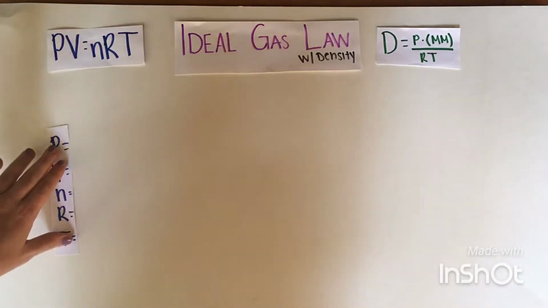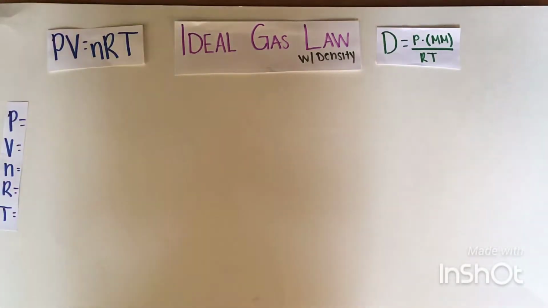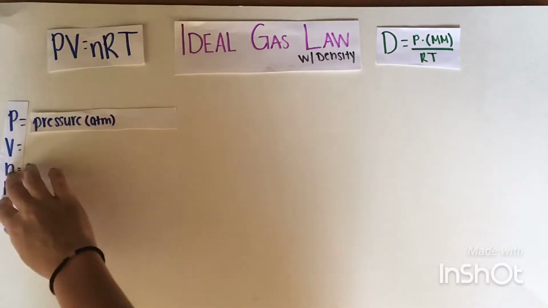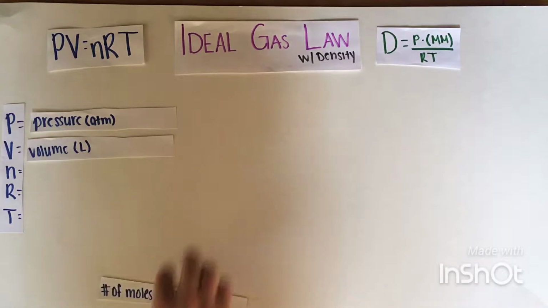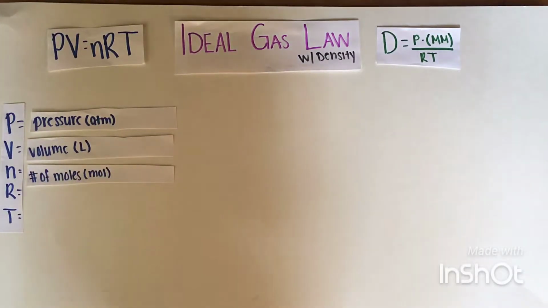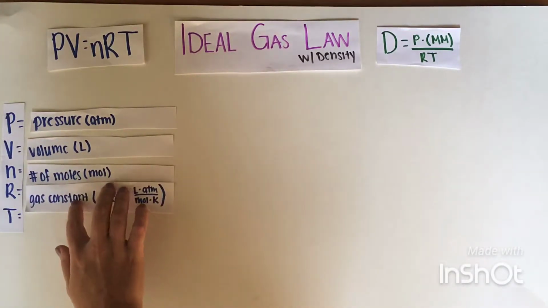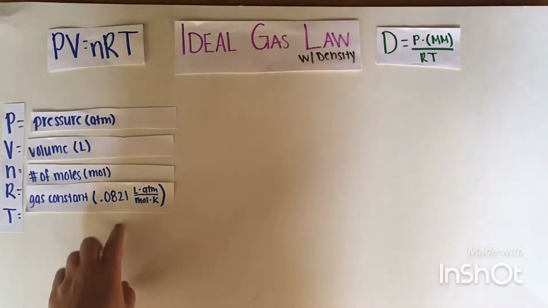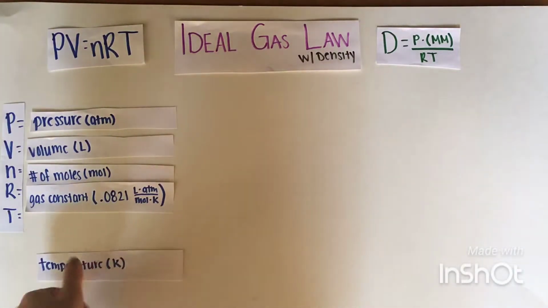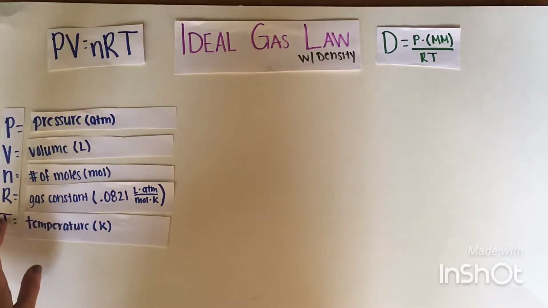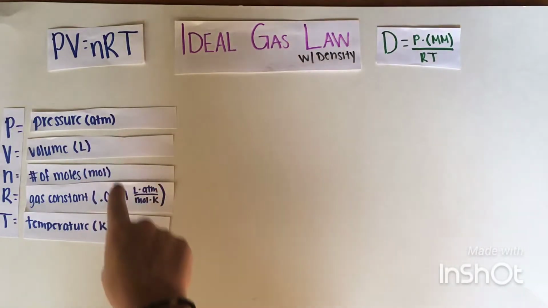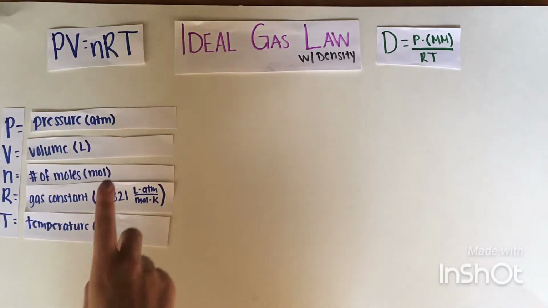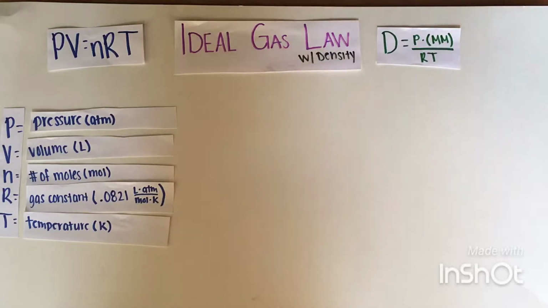This is what each letter equals. The P equals pressure, V equals volume, n is the number of moles, R is the gas constant. So in every problem, it will be this number. And then lastly, temperature for T. Now, in parentheses, I have the units that you'll need. So if you're given something different than atms, liters, moles, or kelvins, you'll have to convert before you start solving.